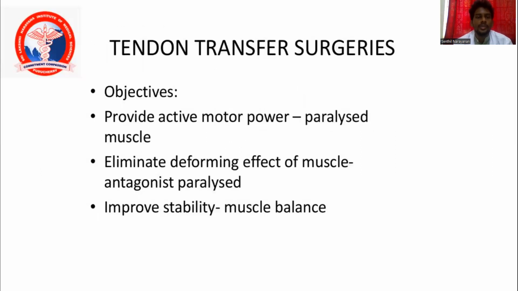Tendon transfer surgery objectives: it provides active motor power to a paralyzed muscle, eliminates the deforming effect of the paralyzed muscle, and eliminates the deforming effect of the active muscle because the antagonist is paralyzed, so there is a deforming effect of the active muscle. It improves stability, that is, the muscle balance.